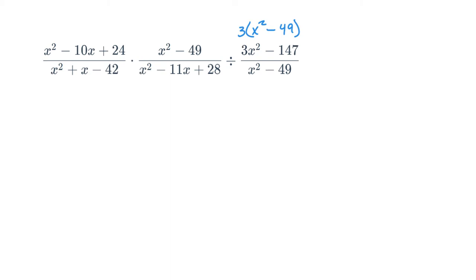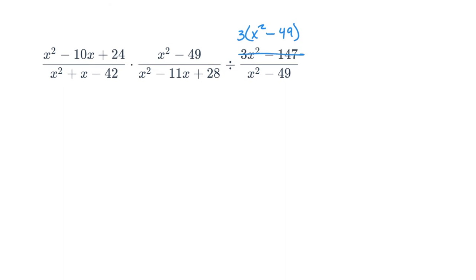Now, this is actually great news. We have a binomial divided by itself. Anytime this happens, we can cancel those, but we don't want to do it yet because we still have to account for the excluded values that are involved with those. So we're going to go ahead and factor everything out. Again, this is going to take a little bit of time here.